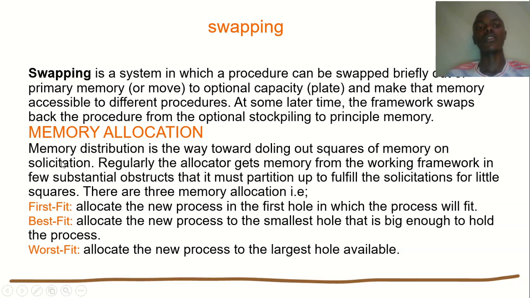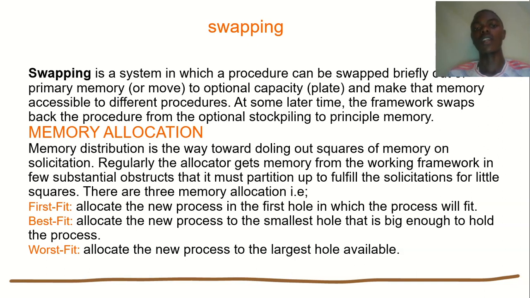Then memory allocation. Memory allocation is the way towards doling out squares of memory on solicitation. Regularly, the allocator gets memory from the working framework in a few substantial abstracts that must be partitioned up to fulfill the solicitation. For little squares, there are 3 memory allocation types. That is the first fit, best fit, and worst fit.